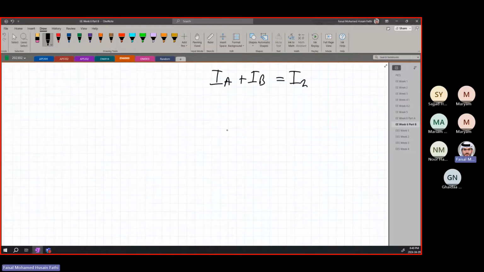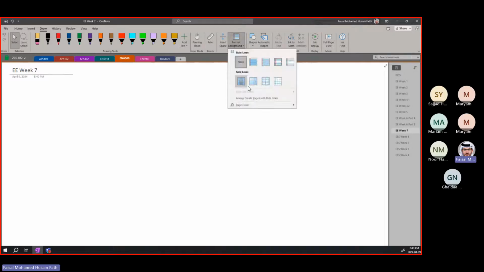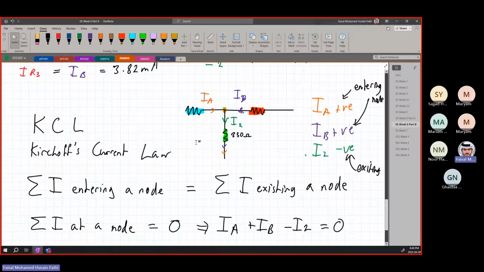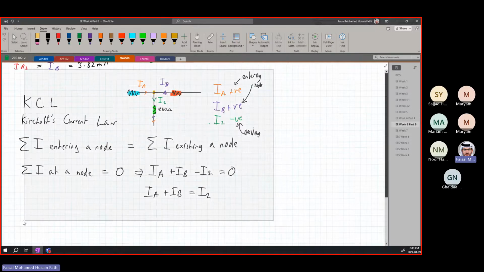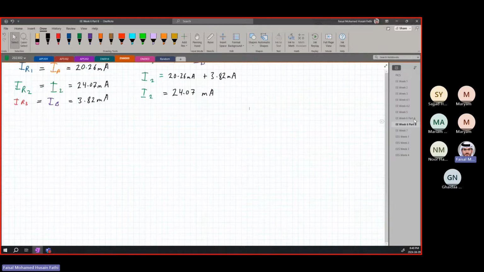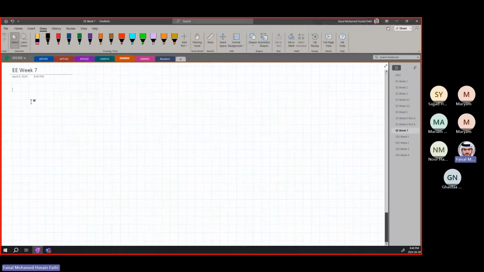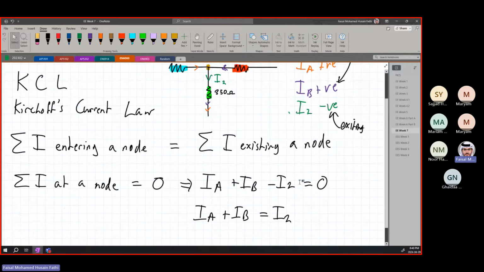Before we move on, let me make a new page because we are going into nodal now. EE week 7. All right. And I'm going to copy paste this over there. And this over here has nothing to do with mesh. It is a nodal theory, which is KCL. So it's a new theory. This is the KCL. All right.